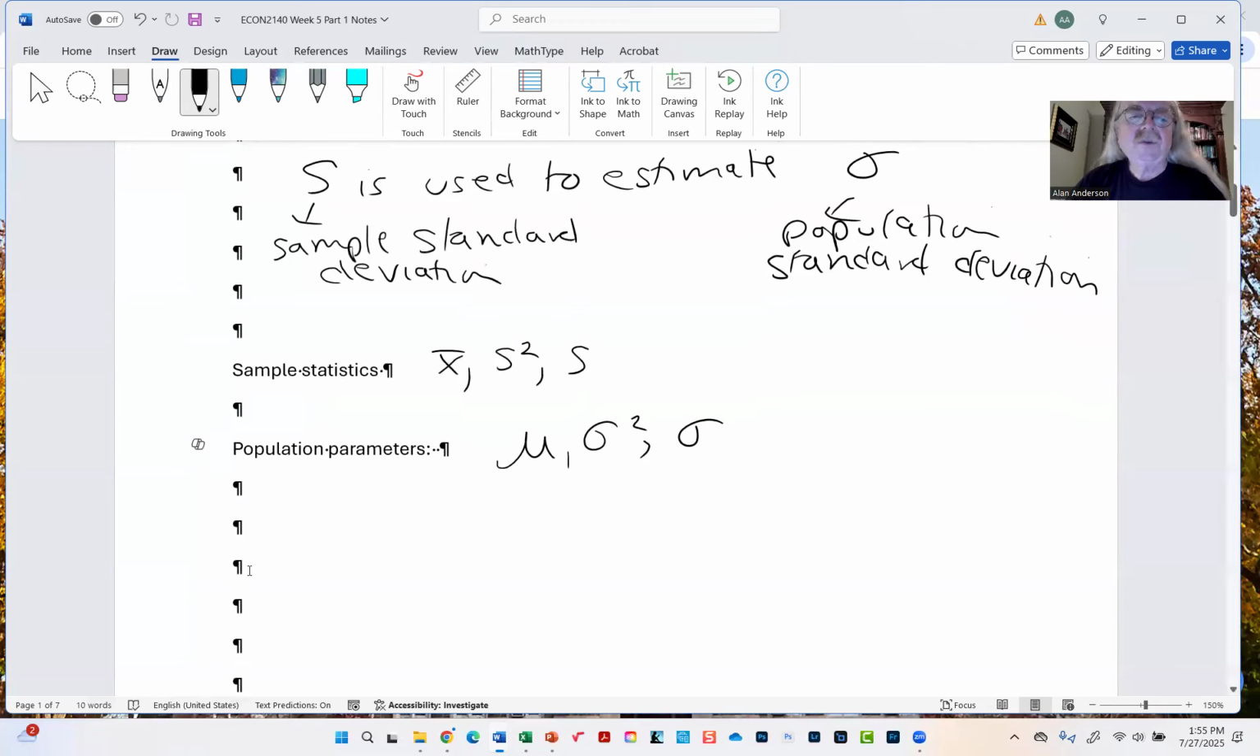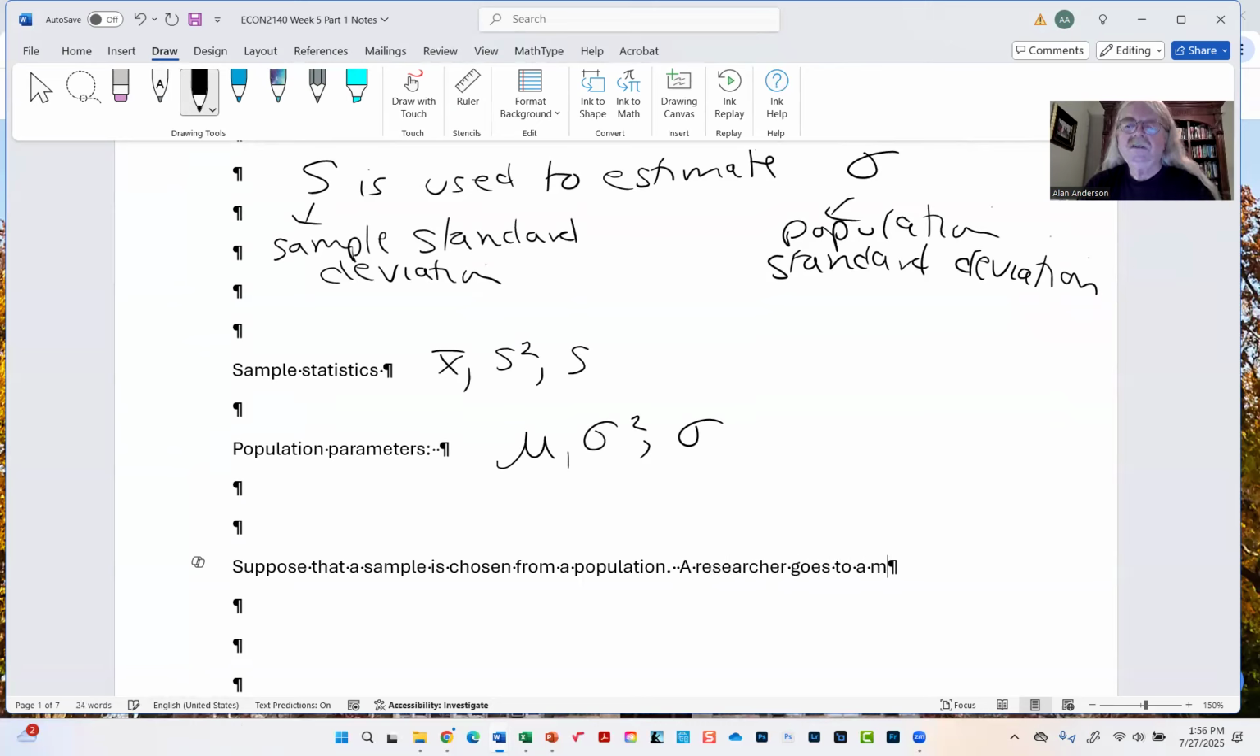Well, think about the following situation. Suppose that a sample is chosen from a population. So let's think of a specific example. Imagine a researcher goes to a mall and asks the passersby how old they were. It seems like an odd question, but let's just say he's doing a survey for some reason, and maybe he's asking about other things too.